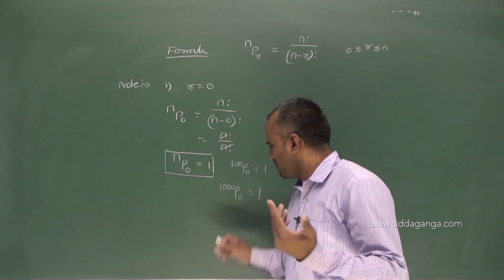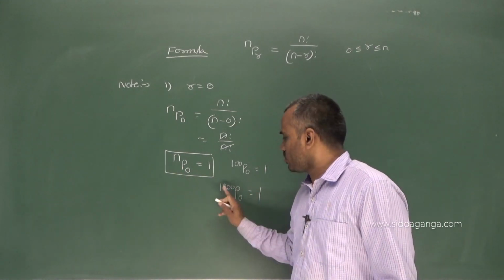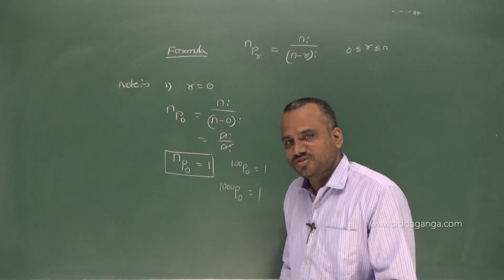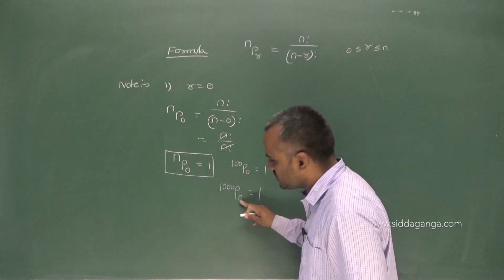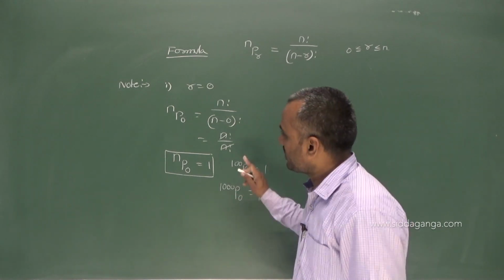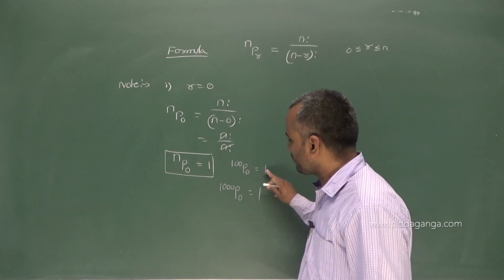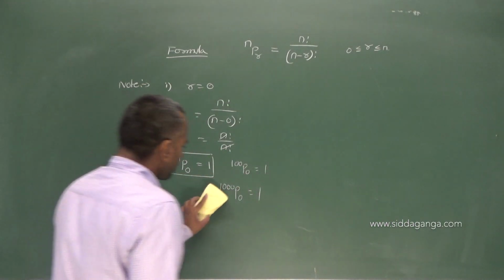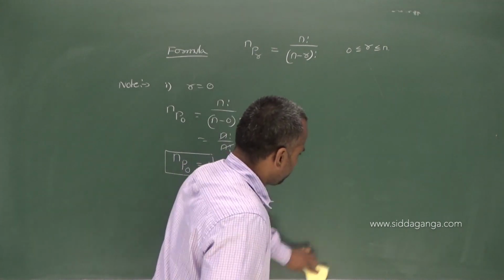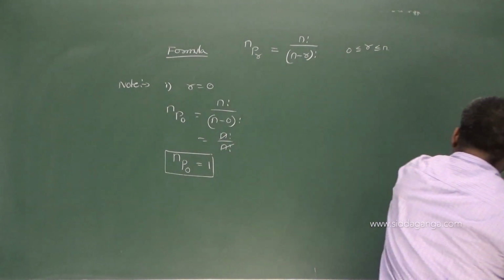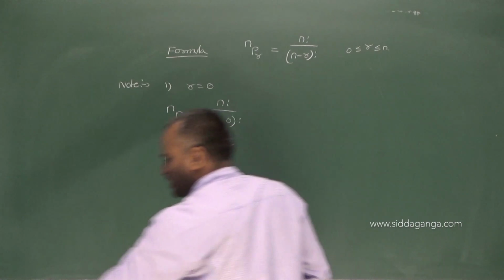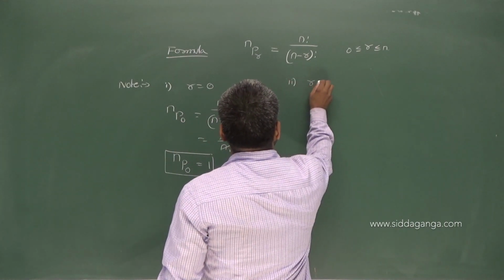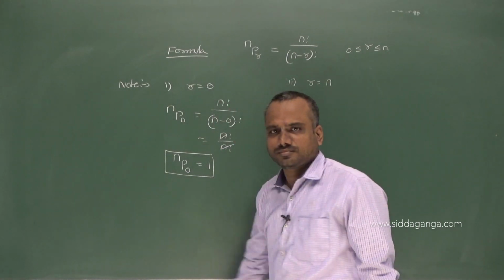nP0, n may be any value, n distinct values, 1000P0, 10,000P0, 50P0, whatever it may be. If r is 0, remember this is very important, it is always equal to 1. One node, first node: nP0 is what? 1. We will see. Second node, r is equal to n.